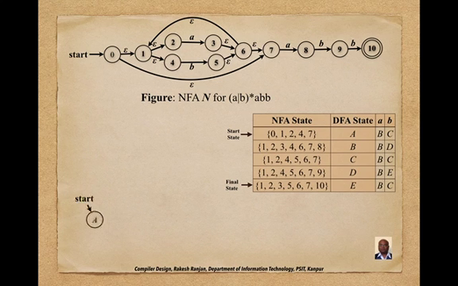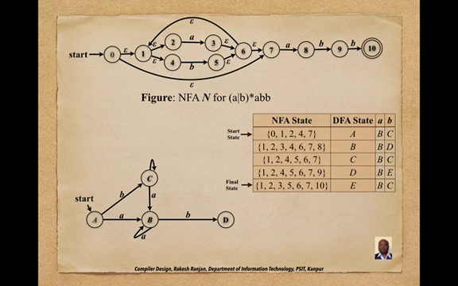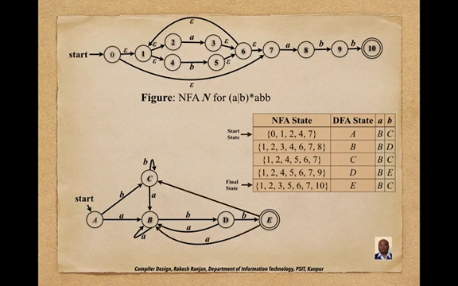So we can draw it like this. A is the start state. From A, if the input is small a, we are going to A. If the input is b, we are going to B. From B, the transitions can be drawn. It's very easy to see the table, and we can draw the DFA accordingly. So from E, and finally from E. So this is the final DFA for the NFA.